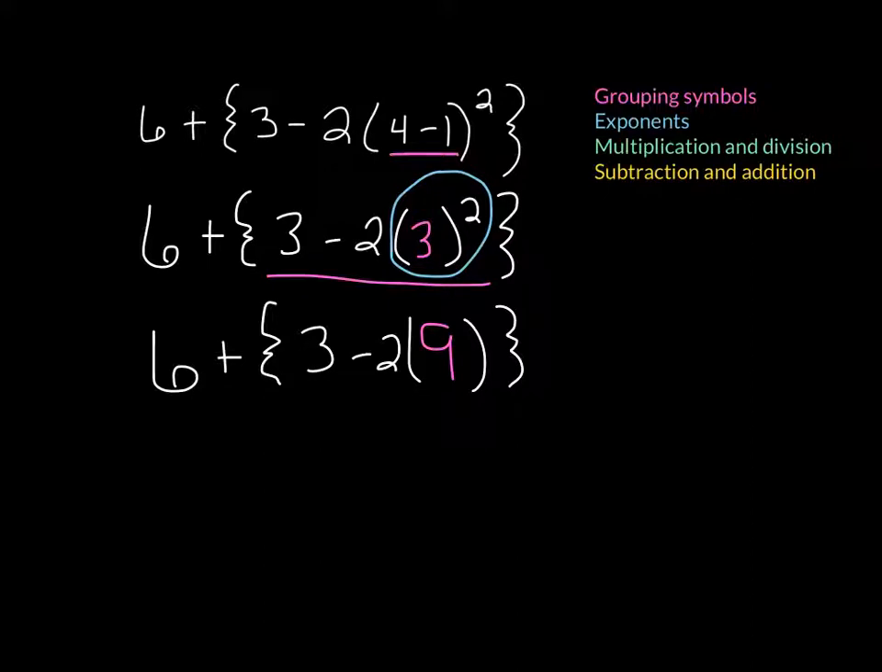Now the multiplication comes before the subtraction. And then 2 times 9 is 18. And we'll keep everything else as it is.